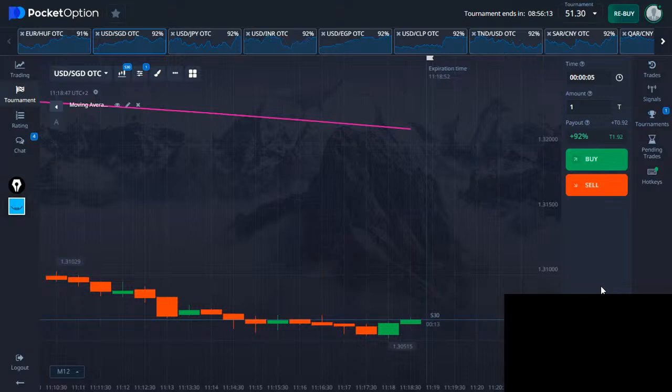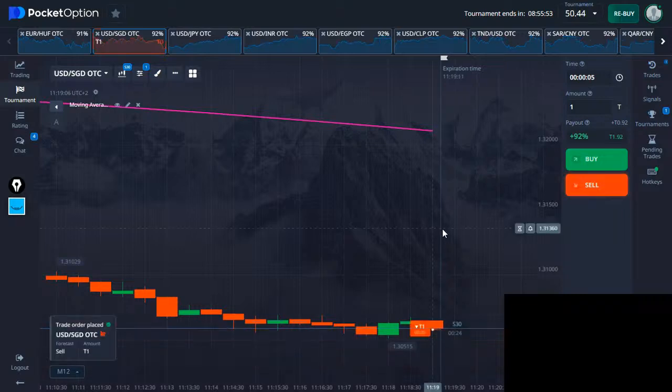Let's see. Relaxer says trade based on color only. Okay, trade based on color only. Okay, let me see. So we have a sell over here. I'll take a sell.